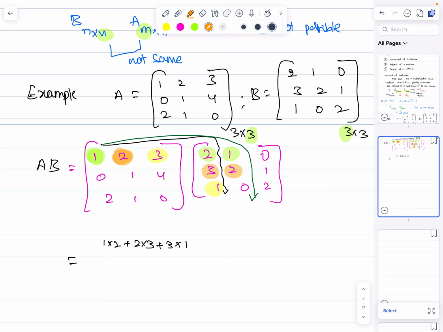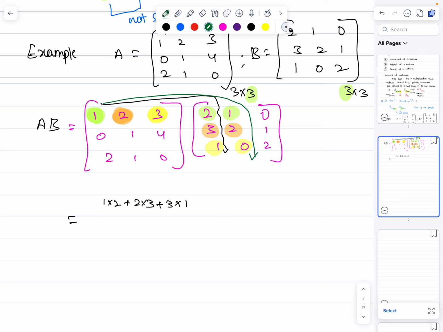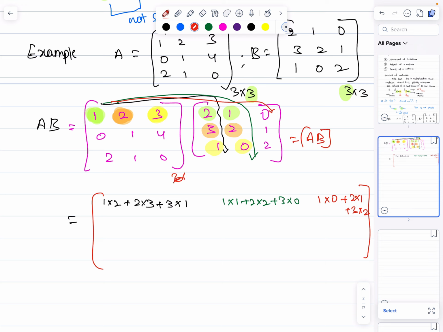Then this one, 1 3, must be multiplied with 3 2. Therefore, if you write it, you will be getting something like 1 into 1 plus 2 into 2 plus 3 into 0, and then extend this to the further number also, that is 1 into 0 plus 2 into 1 plus 3 into 2. That completes the complete row. Out of 3 rows, the output is a 3 by 3 matrix. Out of that, 1 row you have done.